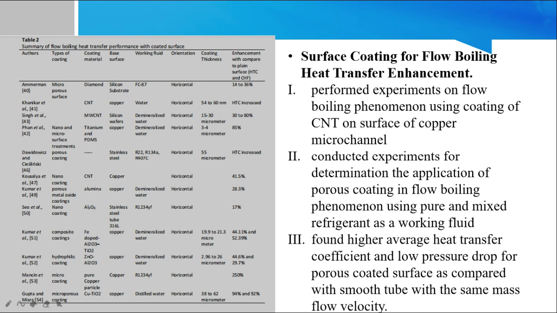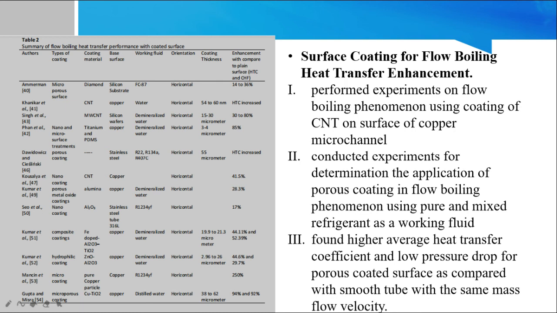They developed a monolithic micro or nanofabrication process to produce a silicon nanowire coated microchannel. They conducted a flow boiling heat transfer experiment for performance comparison of coated and uncoated surfaces of the microchannel.